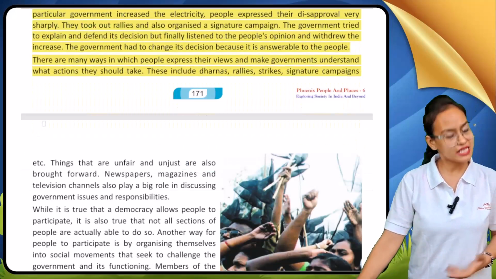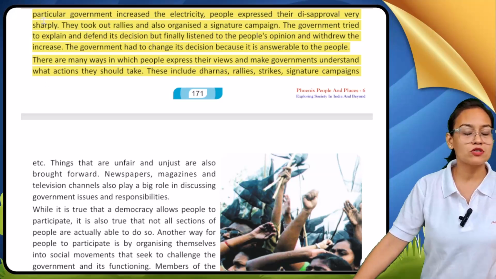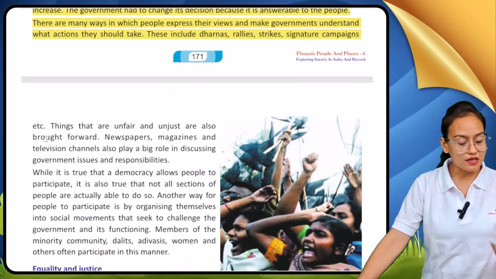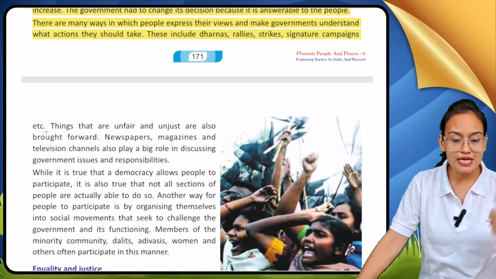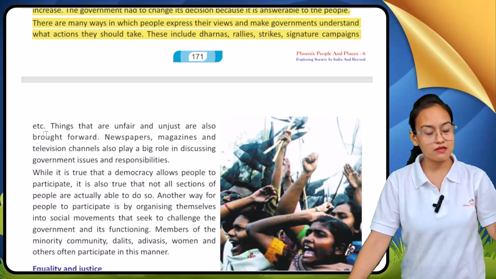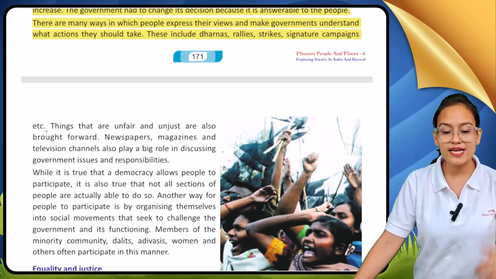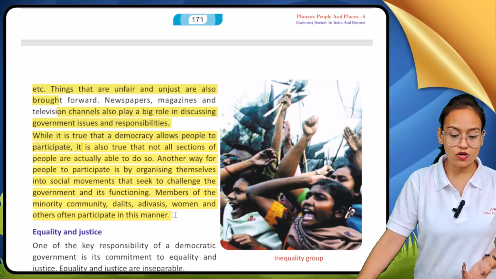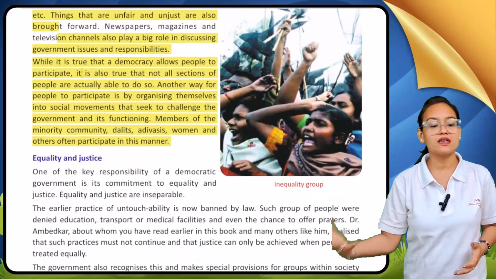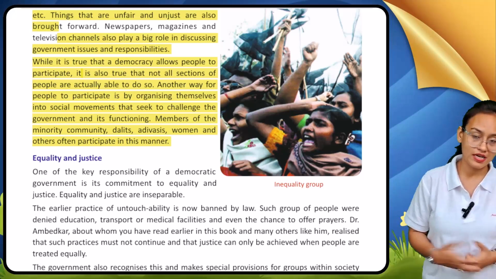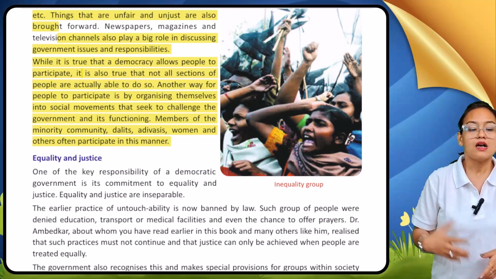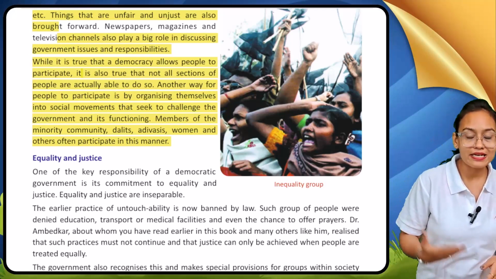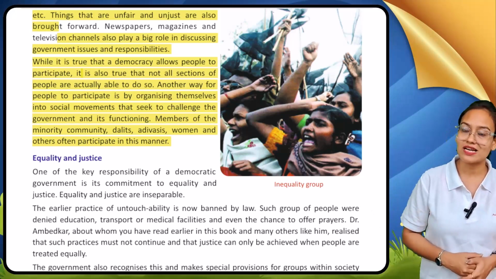There are many other ways in which people who live in a democratic form of government can express their views or make their government listen. Like what other ways? They can sit on dharnas. They can participate in rallies, strikes, signature campaigns, etc. Things that are unfair and unjust are also brought forward. Things which are unjust or unfair in nature can also get limelight. Through which medium can they get limelight? Newspapers, magazines, and television channels.